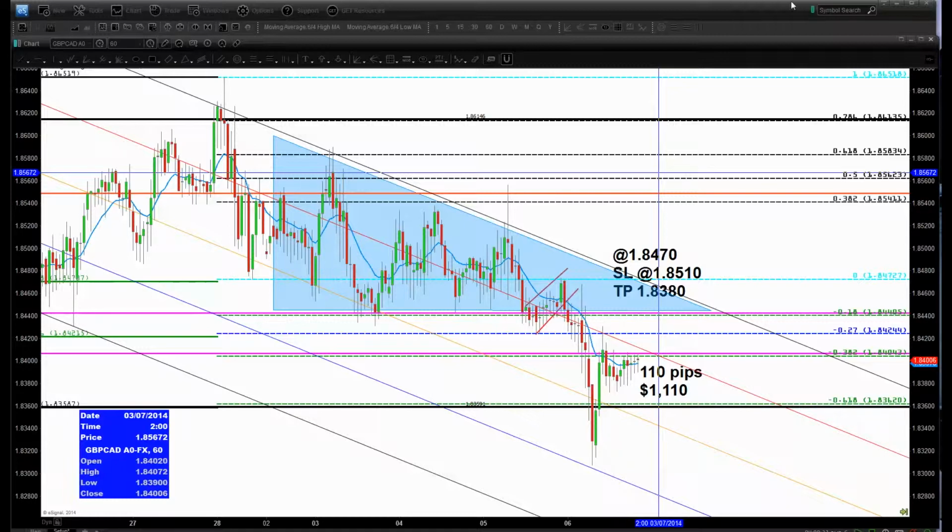And remember, tomorrow is non-farm payroll, so be flat. Do not have anything, because it's extremely crazy. It's cuckoo.